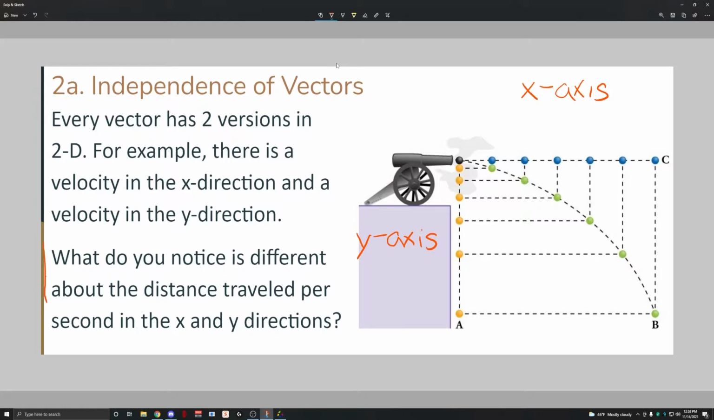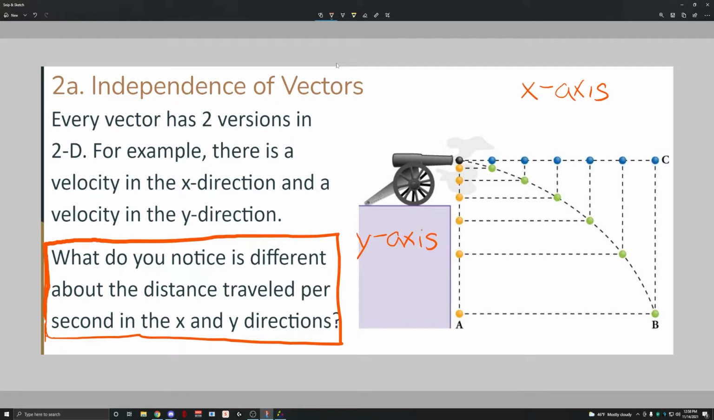The question here is, what do you notice is different about the distance traveled per second in the x and y directions? Look at the distance. The distance traveled in the x direction looks to be about the same. And so we can say that it's traveling at a constant velocity in the x direction.